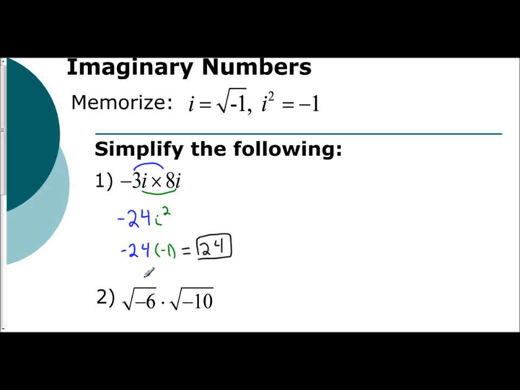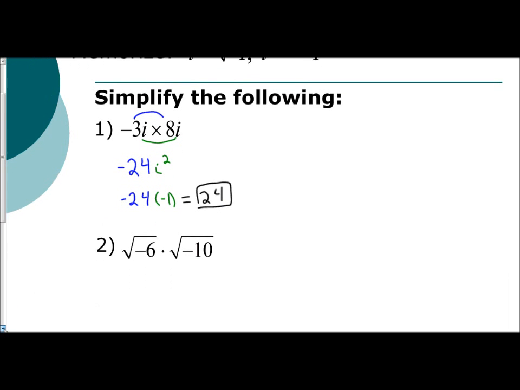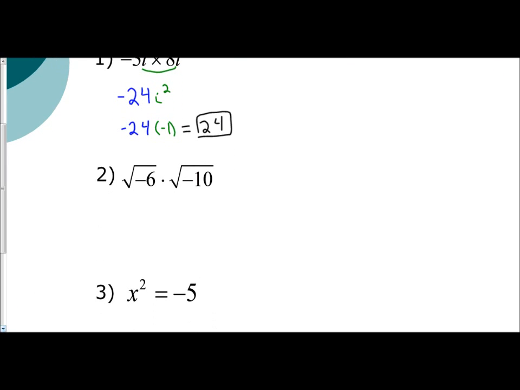It's the same idea here. We have the square root of -6 times the square root of -10. What you want to do is change this so that it is i square root of 6, pull that negative out, make it an i, times i square root of 10. You would multiply the numbers on the outside together. So i times i is i squared. And then multiply the numbers on the inside together. 6 times 10 is 60.